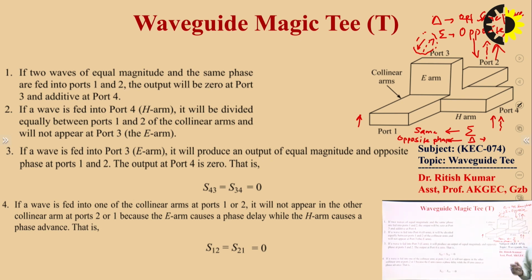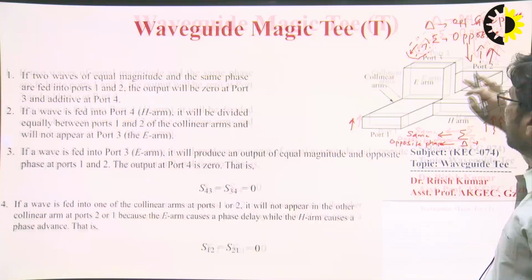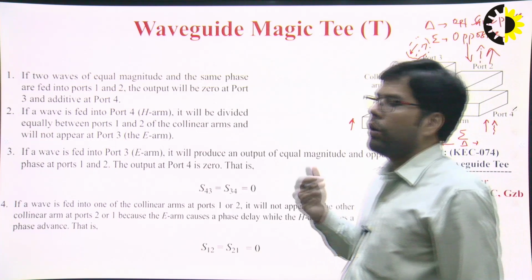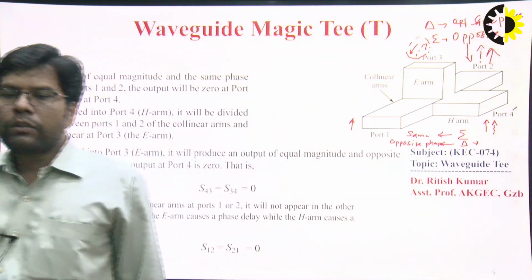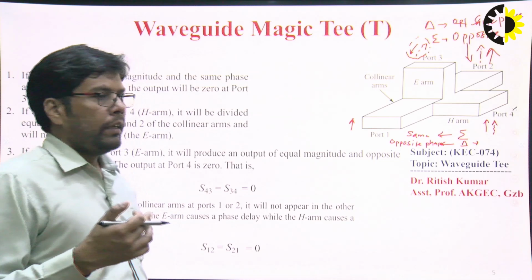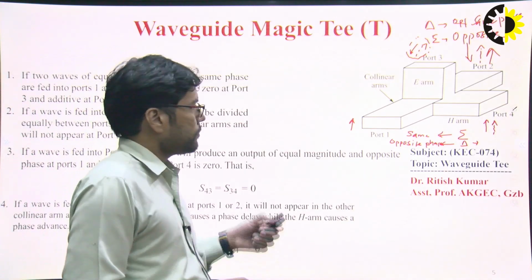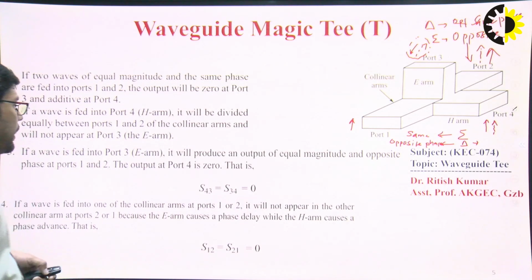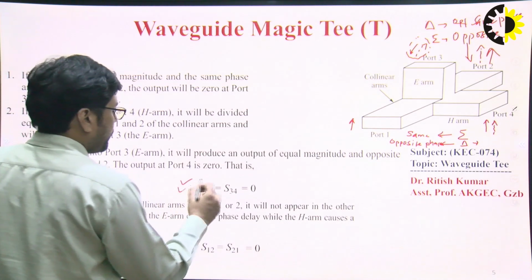Because the first point is, if you match two ports, suppose I match port number 1 and port number 2 with each other, then port number 3 and port number 4 will automatically be matched. That is the magic of this hybrid T, or E-H plane T. So that's why we call it magic T, right? So this is the condition of isolated port.